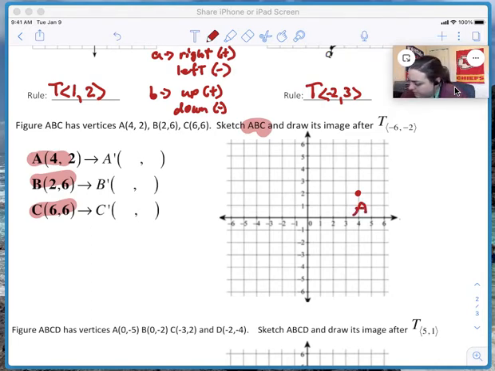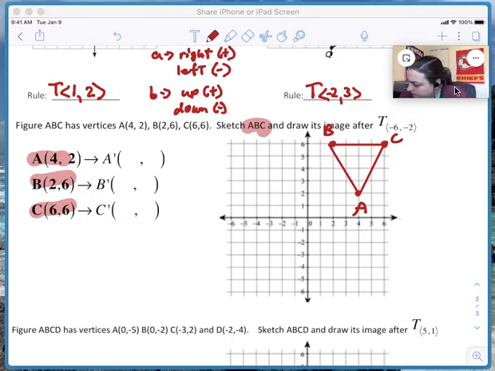A. B, I'm going to go over 2, up 6. And C, I'm going to go over 6, up 6. C. Okay, so we got a nice little triangle here.